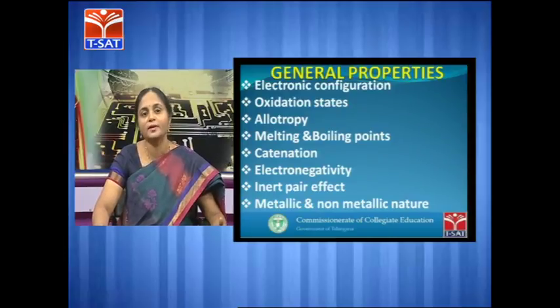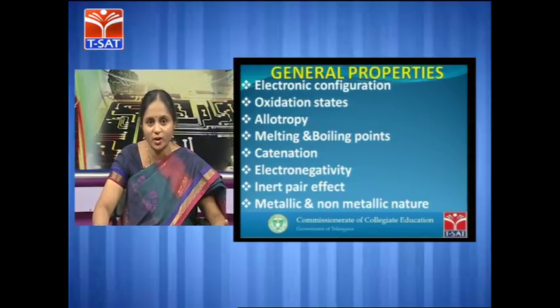Allotropy is the property of elements that exhibit more than one physical form. This we can mostly observe in 4th group elements, carbon and silicon, which show allotropic forms. Coming to melting and boiling points, the regular trend is that they decrease down a group and increase across a period.